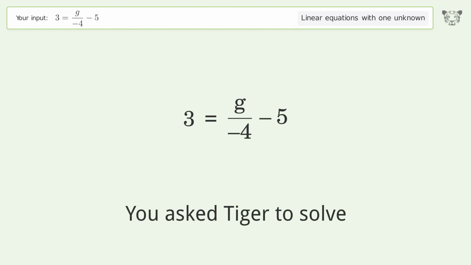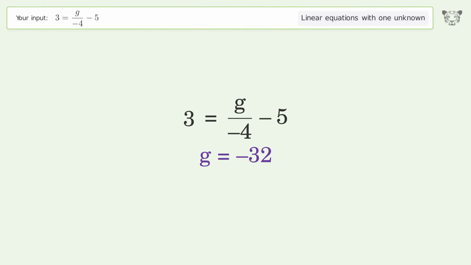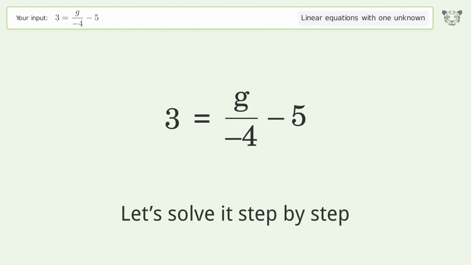You ask Tiger to solve. This deals with linear equations with one unknown. The final result is g equals -32. Let's solve it step by step.